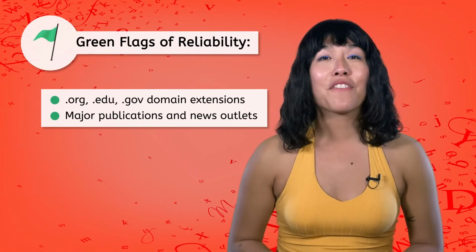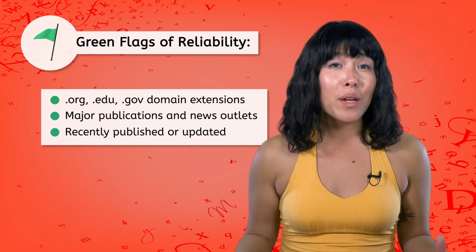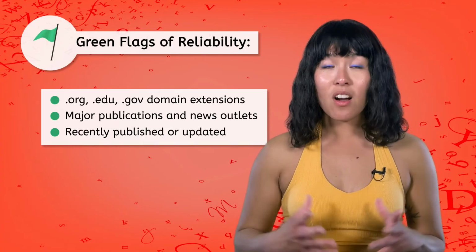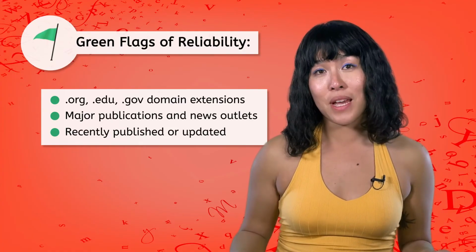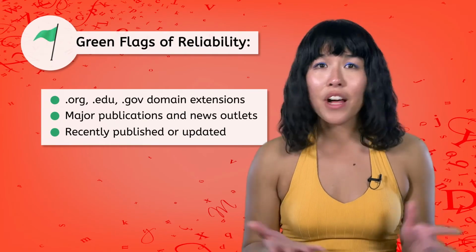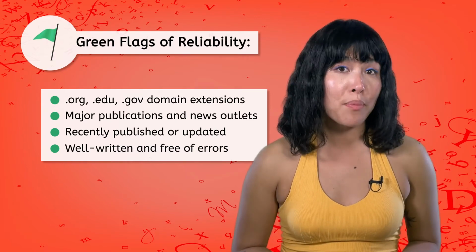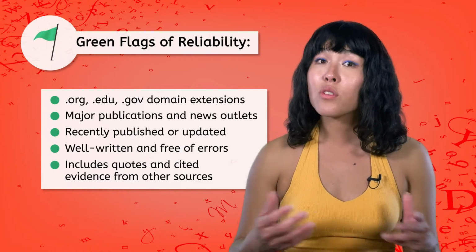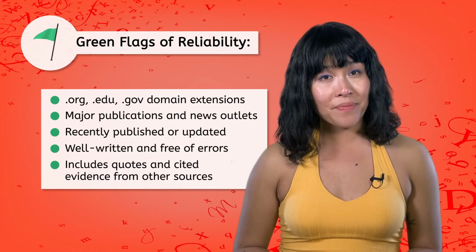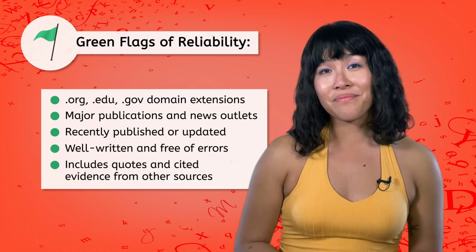Another easy way to tell if a source is reliable is checking to see how recently it was published or when it was last updated. Especially with a constantly evolving topic like technology, it's important to have up-to-date information to ensure accuracy. Lastly, skim the source and evaluate the writing. Is it well written and easy to follow without grammatical errors or typos? Does it include evidence in the form of quotes or citations from other sources to back up its claim? If you answered yes to those questions, it's a good source to bookmark for later.